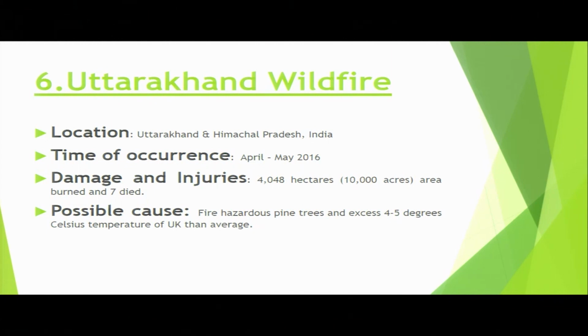The hot and dry winds during this period may have caused this fire. Damage and injuries: around 4,048 hectares of land got burnt and 7 died. Possible causes: fire-hazardous pine trees and temperatures of 45 degrees Celsius in Uttarakhand, above average. So again a video is there.